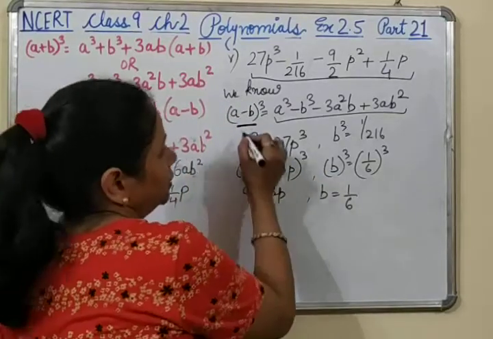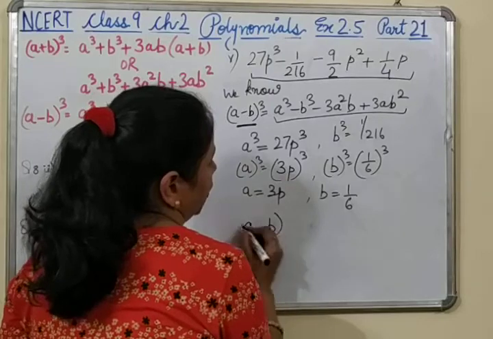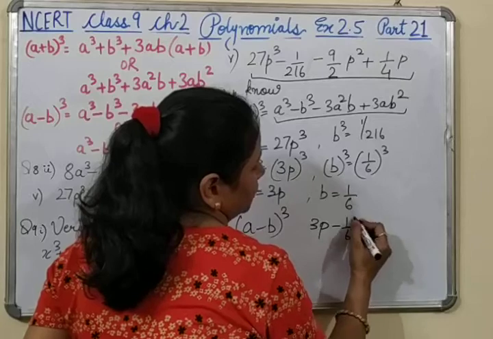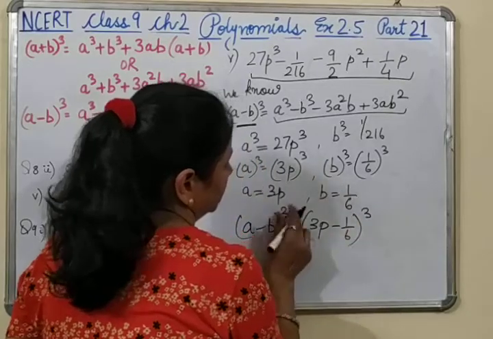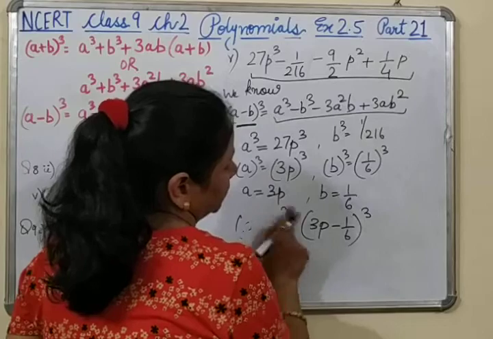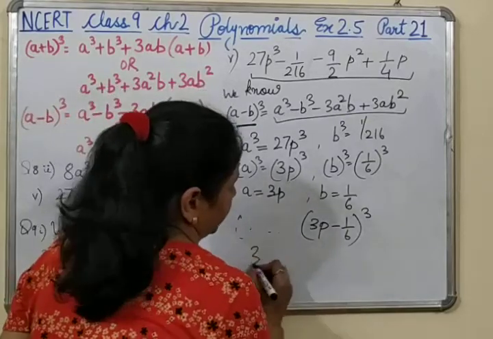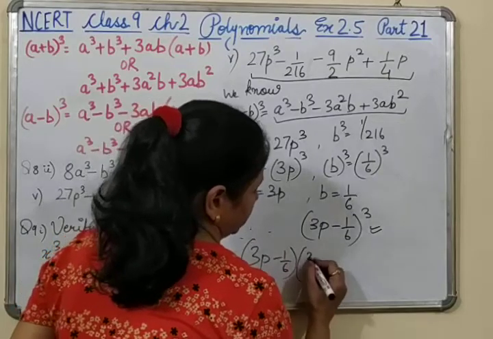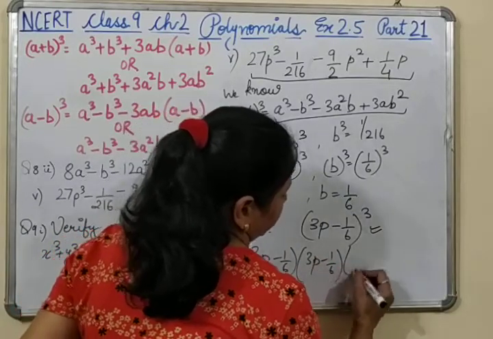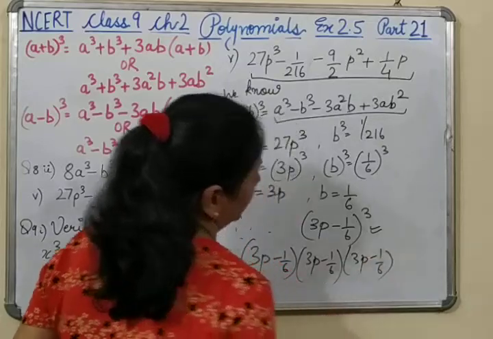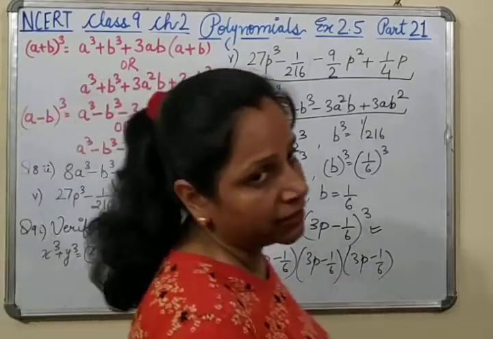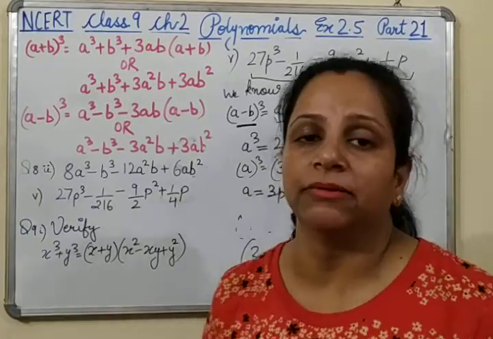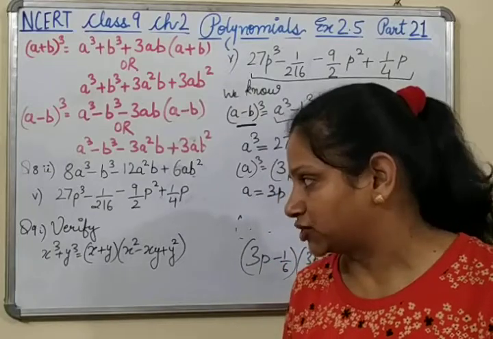Fine. Now we just need a minus b whole cube. That means we need 3p minus 1 upon 6, whole cube. This 3p minus 1 by 6 whole cube, you can leave the answer here, it is correct, or you can open it and write the expression 3 times. Fine. So this is your answer for part 5. Look at the question carefully, and with these two parts that I have explained you will be able to do all the other parts of the same question.